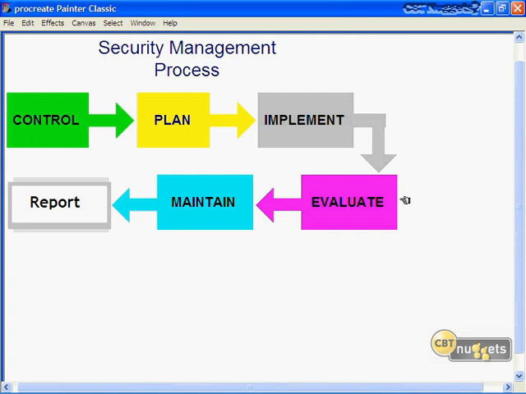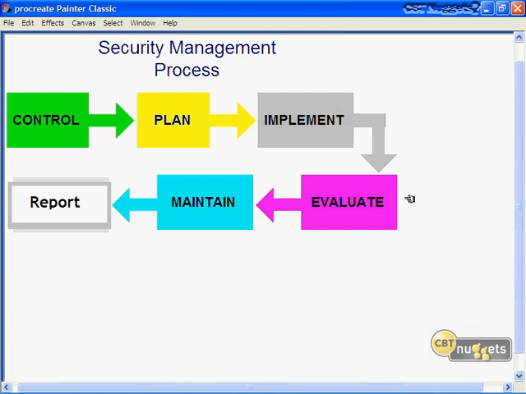The next step is the evaluation process. If at this particular stage you find security holes or gaps in implementation, or areas that need to be revisited, you go back to the control phase and start over again. It's quite possible that you'll have an iterative process that goes to the evaluate stage and then goes back to control, then plan, then implement over and over and over until you get it right.